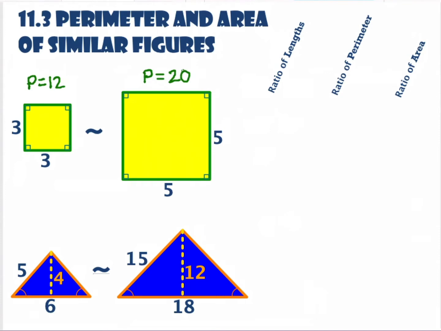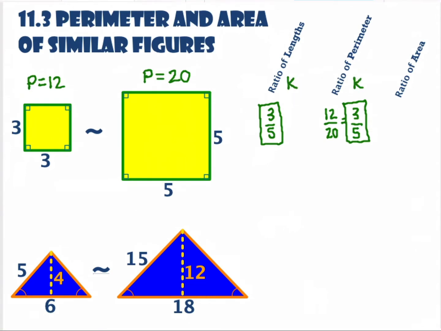And the ratio of their lengths was 3 to 5, and now their perimeters are a 12 to 20 ratio, which does reduce, divide by 4, 3 to 5. Did you notice that the ratio of the lengths and the ratio of the perimeter are the same ratio? So if you have a scale factor of k, then the ratio of the perimeters follows that scale factor too.